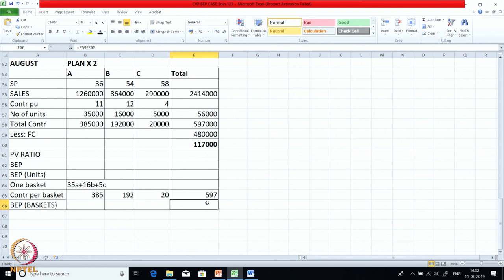So FC upon contribution per unit gives me 804.02. So you need to sell 804.02 baskets, and in one basket we have got 35 A, B and C, whatever is the amount. So compute now the units of A, B, C. So you will get 28,140 units of A, 12,864.3 units of B and 4,020.1 units of C.